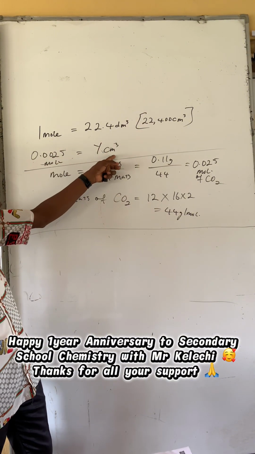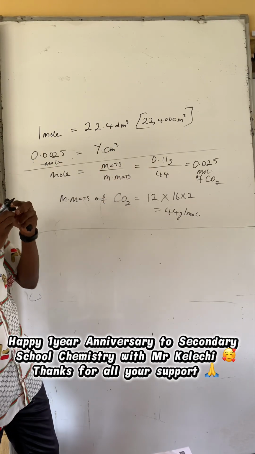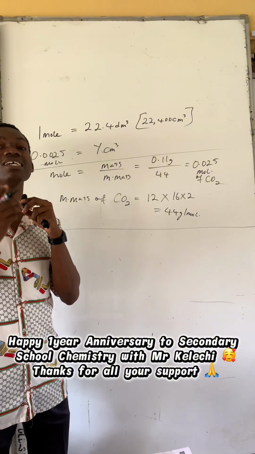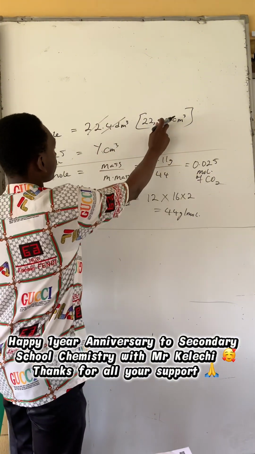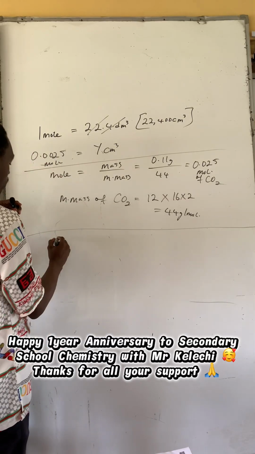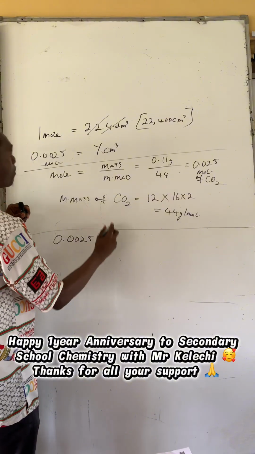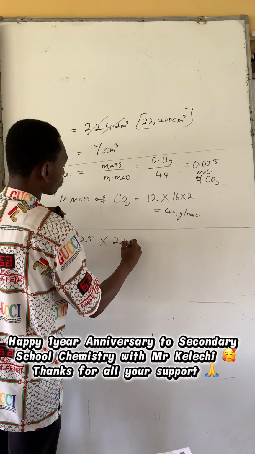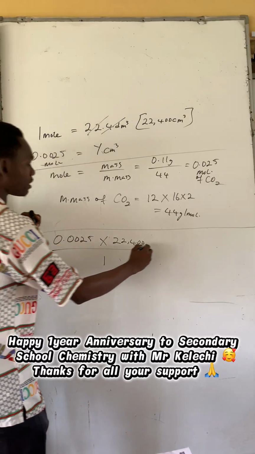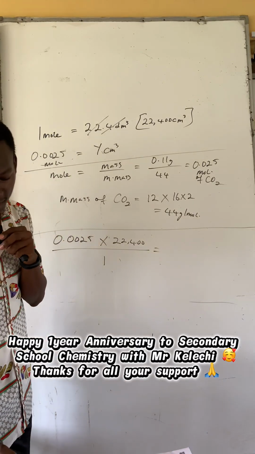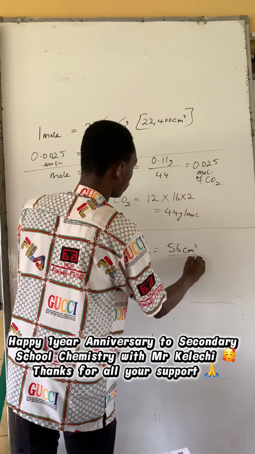So 1 mole is equal to this, and 0.0025 mole will be equal to x cm cube. So we can easily cross multiply. But in this case, the question says our volume should be in cm cube. So we are not going to make use of this particular number. Instead, we make use of this. So 0.0025 times 22,400 all over 1. So that simply gives us, when you do that, 56 cm cube of the carbon dioxide.